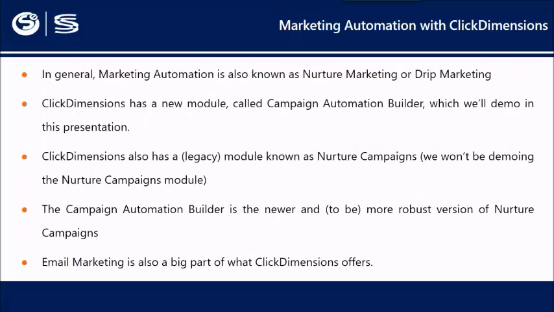In general, marketing automation is also known as nurture marketing or drip marketing, and ClickDimensions has a new module, fairly new, called Campaign Automation Builder, which we'll be demoing today. There's also a legacy module in ClickDimensions known as Nurture Campaigns. We will not be demoing that today. The Campaign Automation Builder is the newer and more robust version of Nurture Campaigns.